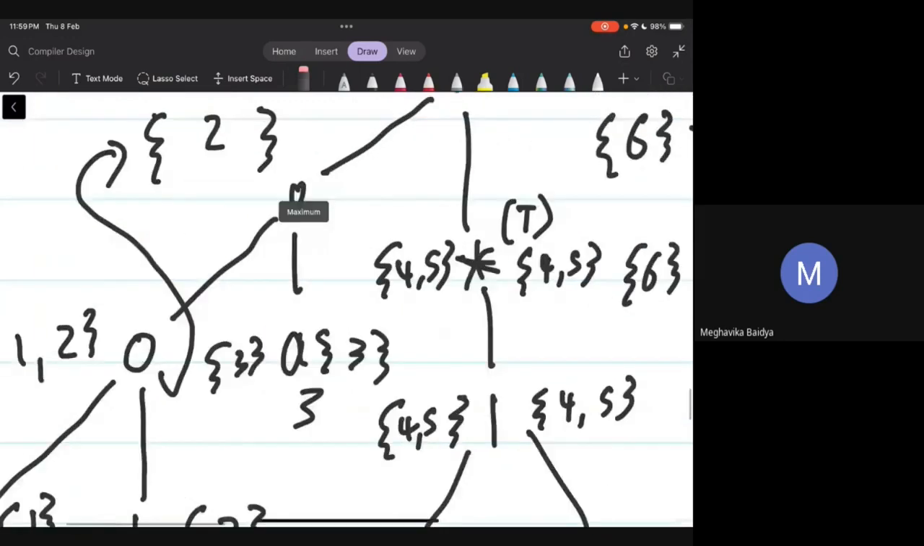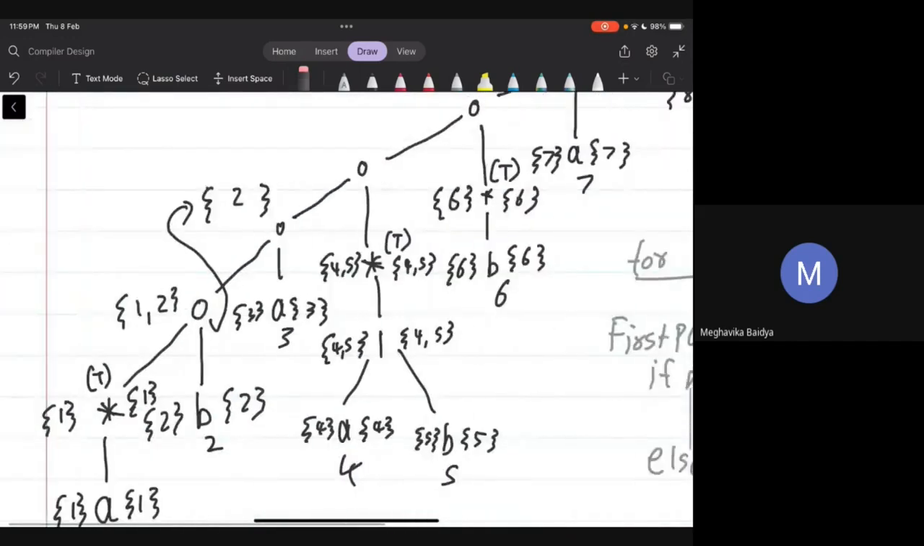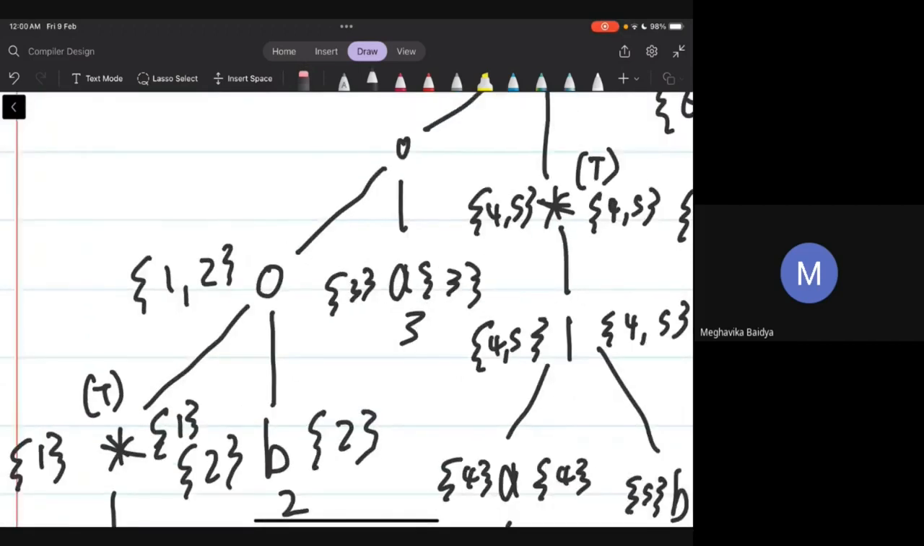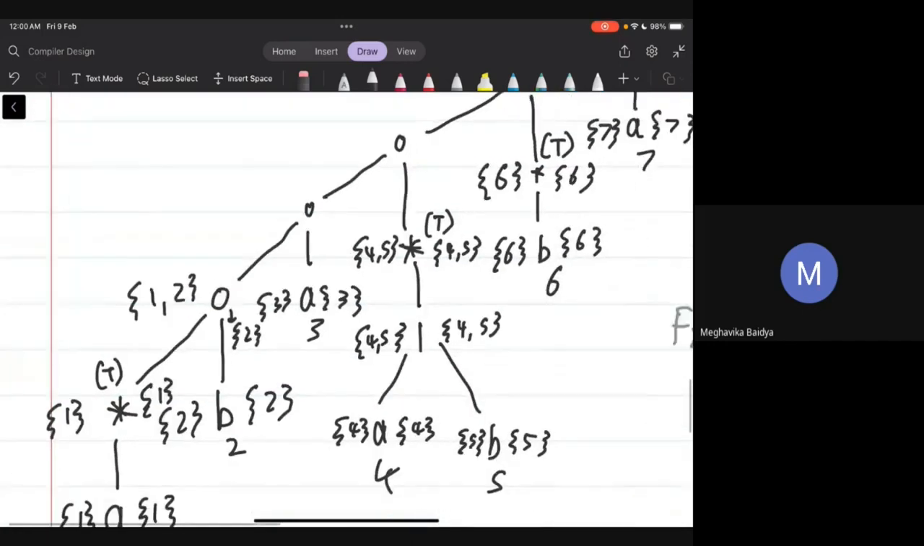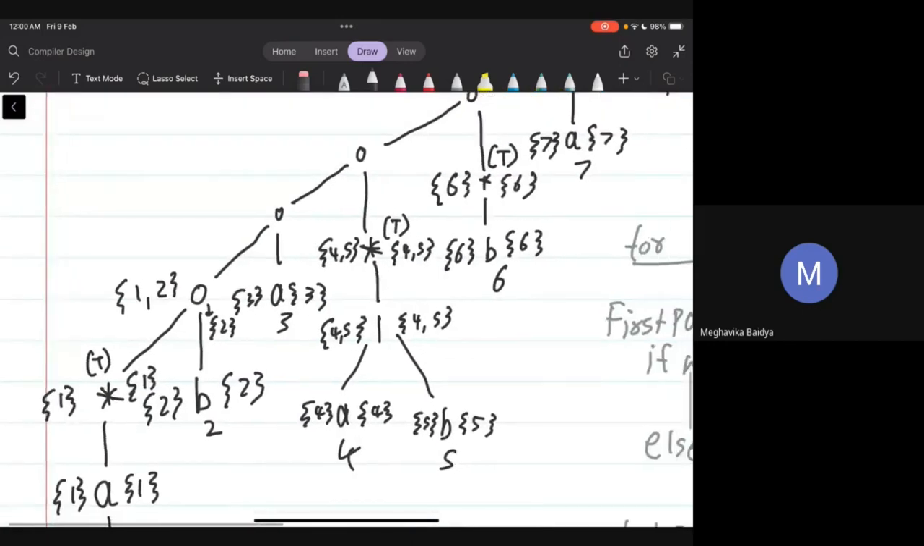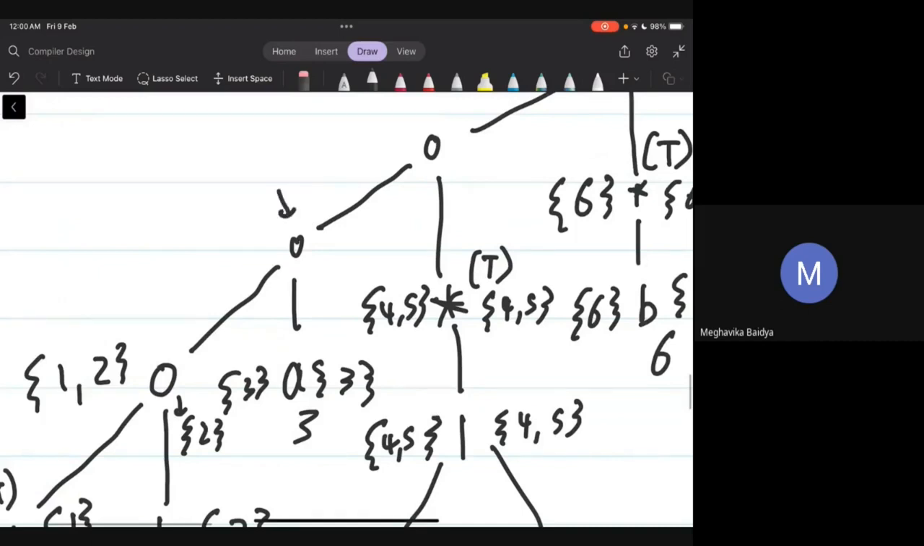Now we come to this concatenation. Wait, I'll write it properly. This is too much, so I'll write it small over here. Just 2 for this. And now we have to come to this one.